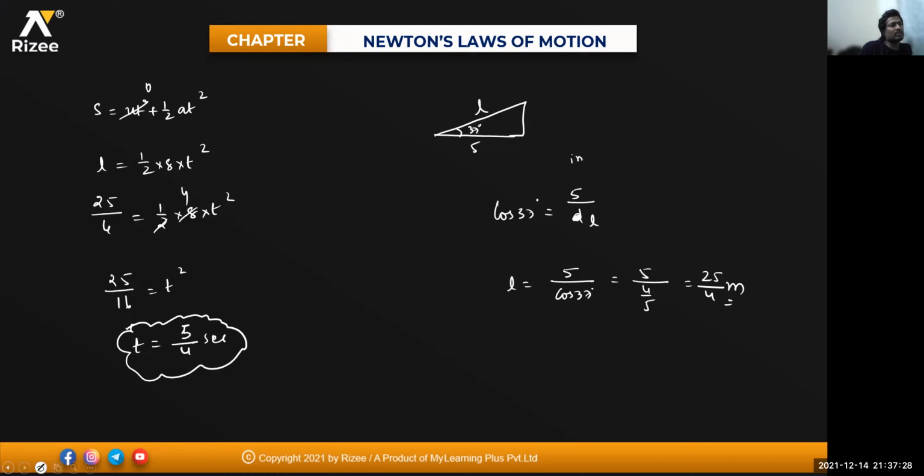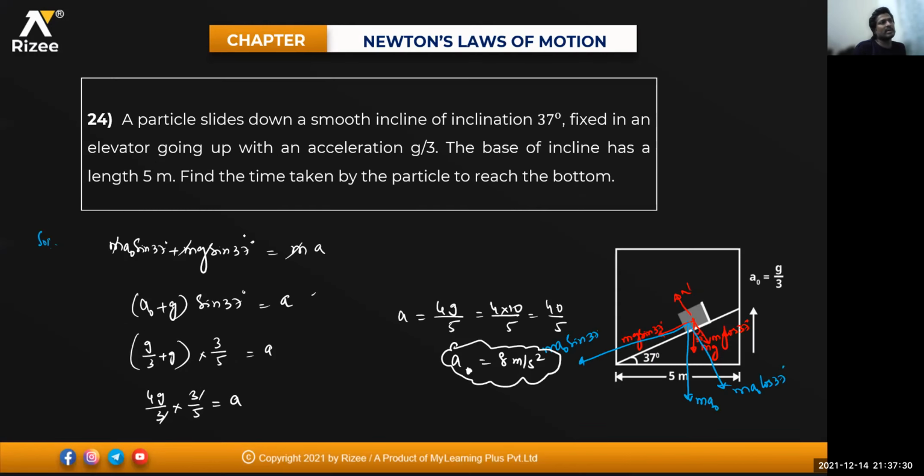Got an idea how to do this problem? Once again, a particle slides down a smooth incline of inclination 37 degrees fixed in an elevator. That means it is an accelerating frame. In an accelerating frame, Newton's laws are not applicable. That is the reason we are applying the concept of pseudo force. Acceleration of the body is in the upward direction, so pseudo force is in the downward direction. mg is also in the downward direction.